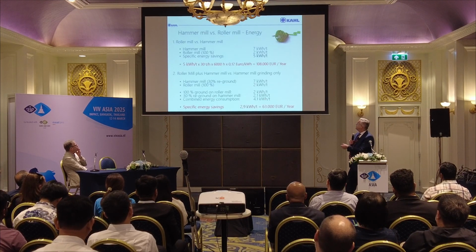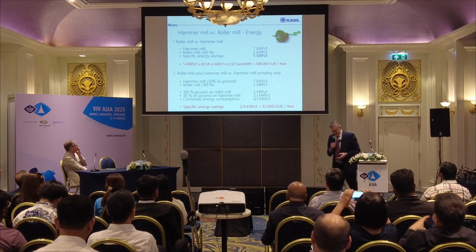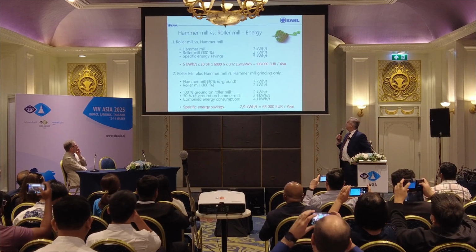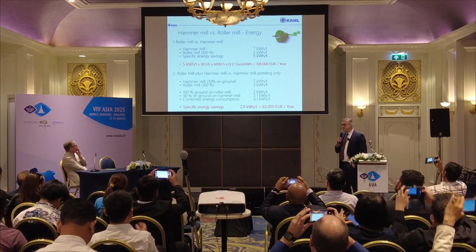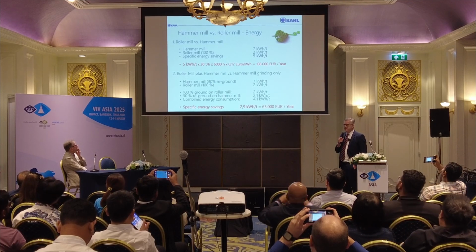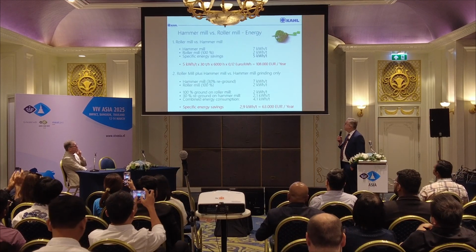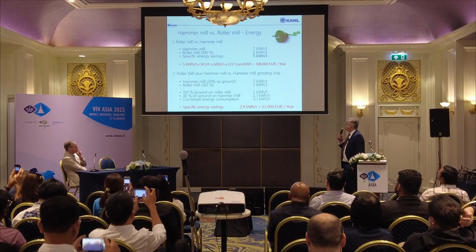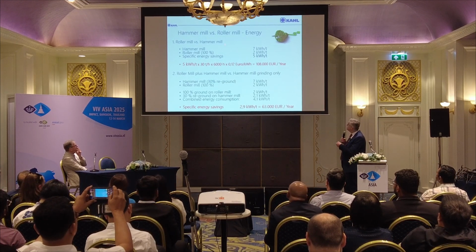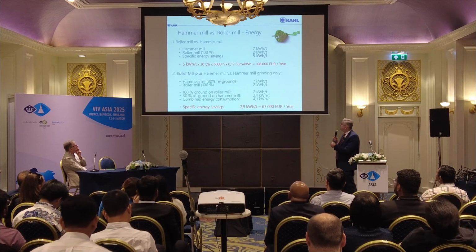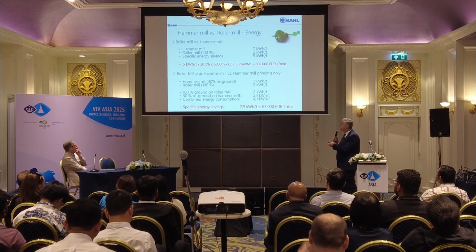Oh, that was too fast. Coming now to energy. A roller mill has very low energy input, not even 2 kilowatt hours per ton. I assume a hammer mill has roughly 7 kilowatt hours per ton. So we save 5 kilowatt hours per ton.